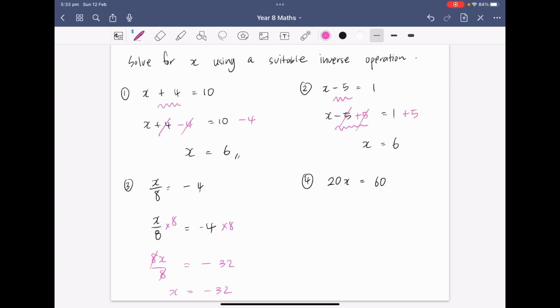And lastly, 20x equals 60. What's an inverse of times 20, because 20x means 20 times x? The inverse of times 20 is divide by 20. So first I will rewrite my equation and divide both sides by 20. 20 divided by 20 is equal to 1, so you can cancel it out. And that gives us x equals 3.